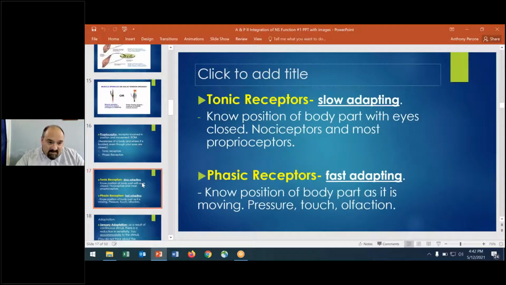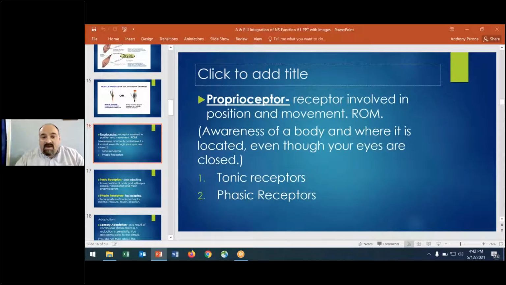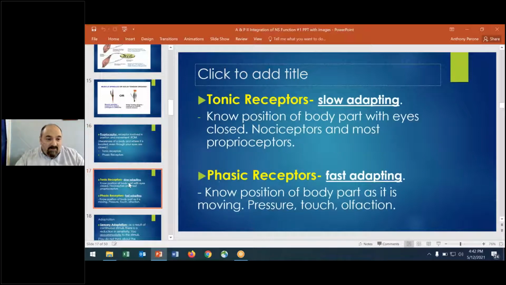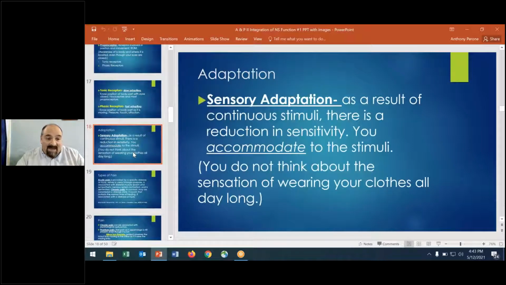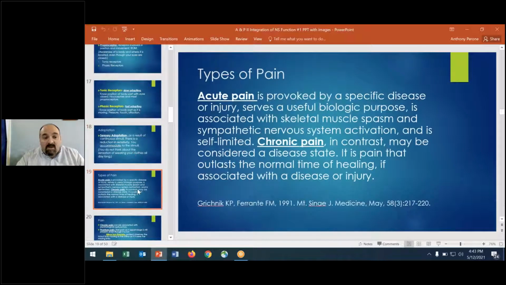As far as these tonic and phasic receptors, you should know what they represent and review that. On the next slide, we talk about how tonic receptors are slow adapting and phasic receptors are fast adapting, and know what they correlate with, please. Adaptation is important, as well as reviewing what's going on as far as pain is concerned.